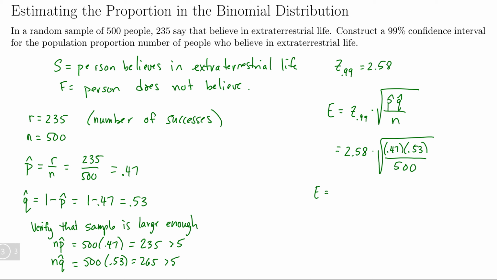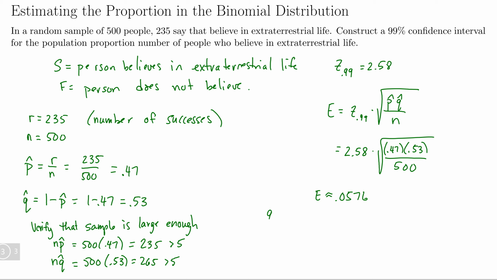After substituting this into your calculator, you get that the error is approximately 0.0576. Again, this is the margin of error for the population proportion. Since the sample proportion was about 0.47 or 47%, then the error is around 5.76%.